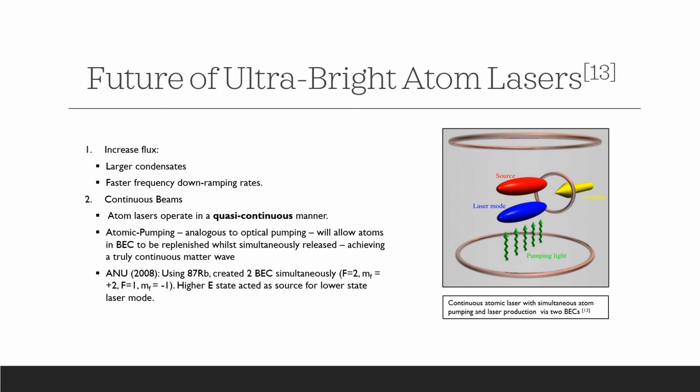Furthermore, similar to this, faster frequency downramping rates will allow us to output atoms from trapped to untrapped states at much faster speeds, greatly increasing the flux. The second area of concern is achieving a fully continuous beam. Now, atom lasers currently operate in a quasi-continuous manner, and what this means is that once the condensate is empty, the atomic laser stops flowing.